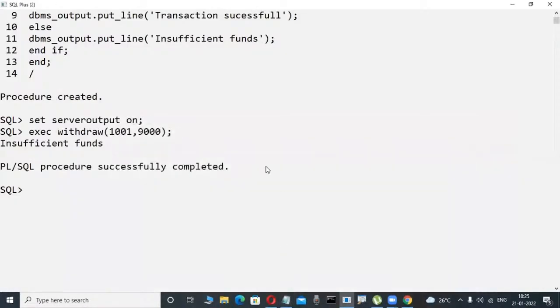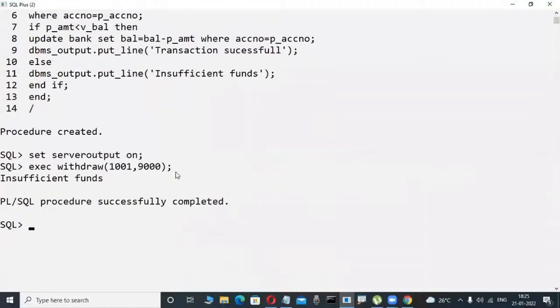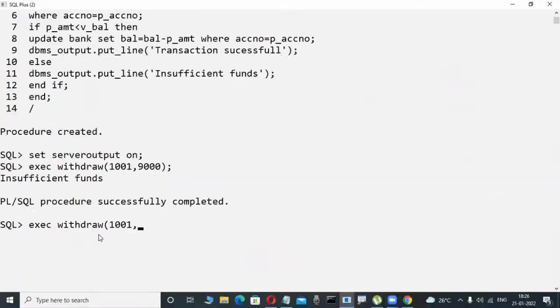Now check it out. For example, in this case my balance is 3,000. Now I try to withdraw 2,000 rupees, for example. Observe it here. 1001 is my account number. I try to execute withdraw again, the procedure. Now I try to withdraw 2,000 rupees.